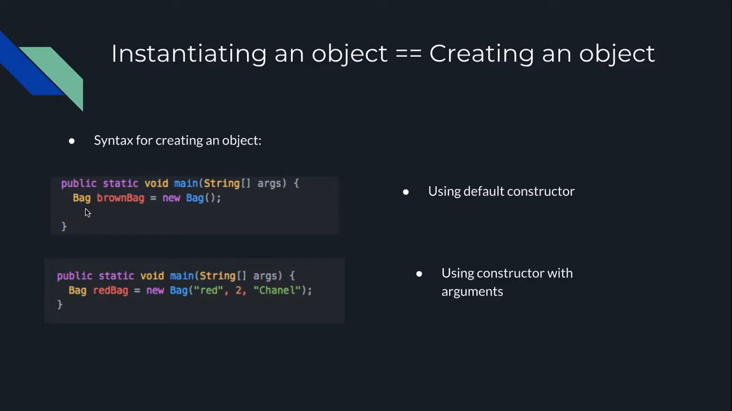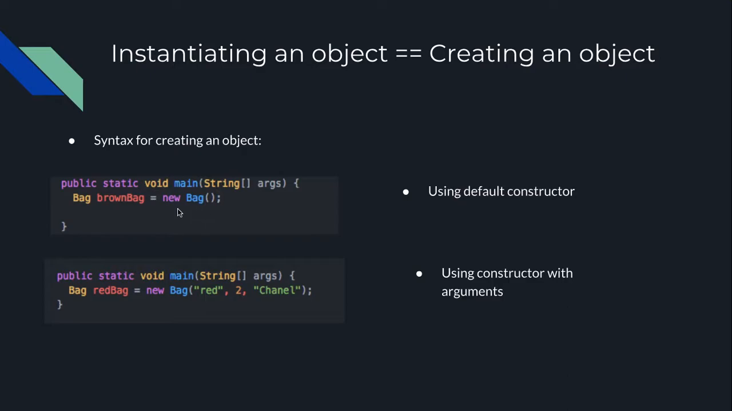So the class is kind of like when you're creating a new class, you're actually creating a new data type. You could think of it like that. So first we have to declare it to be a bag. Then we're going to say what the variable is. In this case, I'm going to call it a brown bag because when we're using the default constructor, we defined the default color is going to be a brown bag.